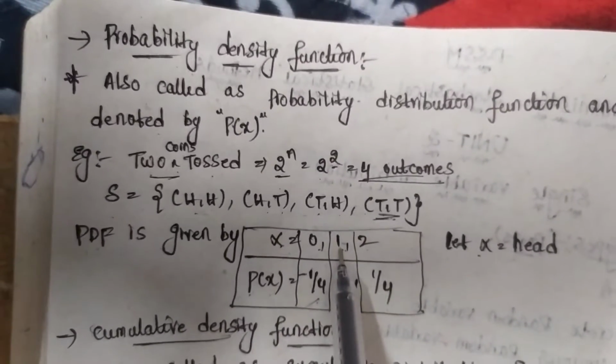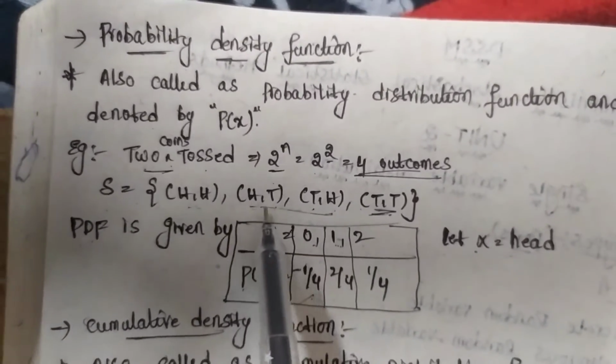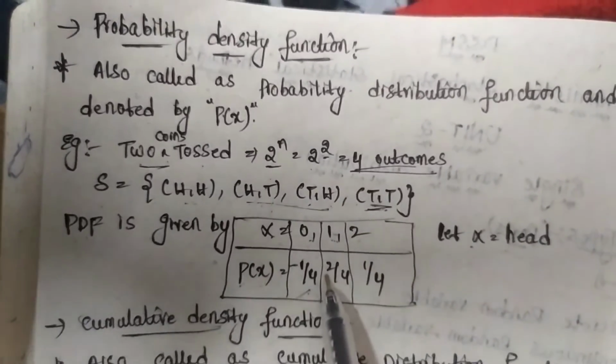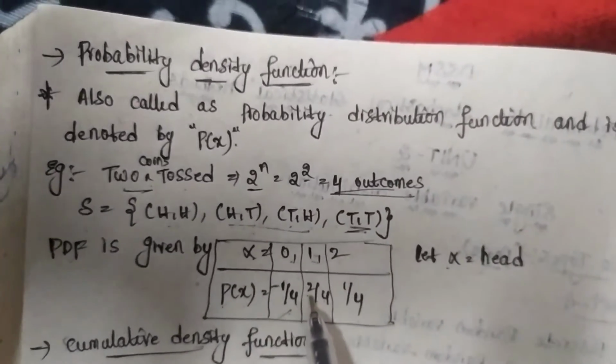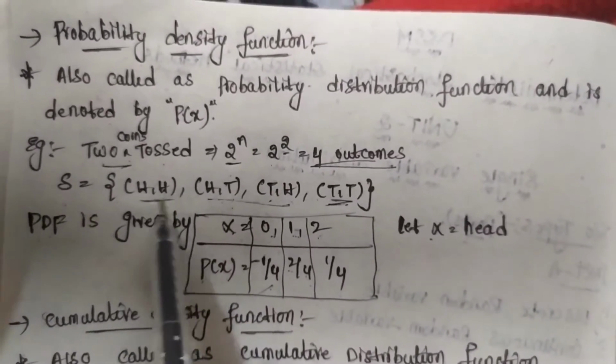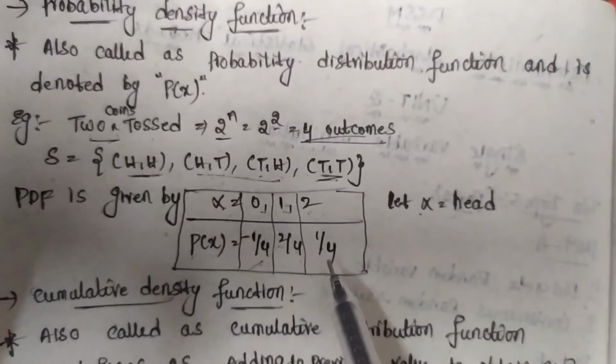For x equals 1, the favorable outcomes are head-tail and tail-head, that is number of favorable outcomes by total number of outcomes, 2 by 4. For x equals 2, we have 2 heads only one, that's why for x equals 2, P of x is 1 by 4.